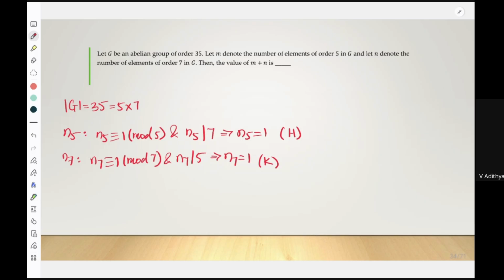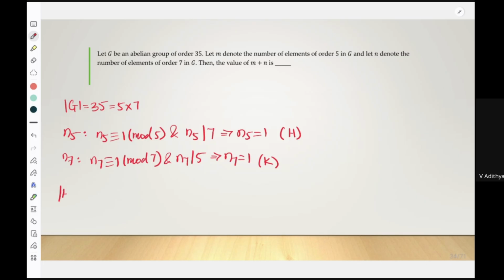These are unique. So there won't be any other subgroups of order 5 or 7, because any subgroup of order 5 is a 5-Sylow subgroup and any subgroup of order 7 is a 7-Sylow subgroup. And since it's unique, that's exactly 1.